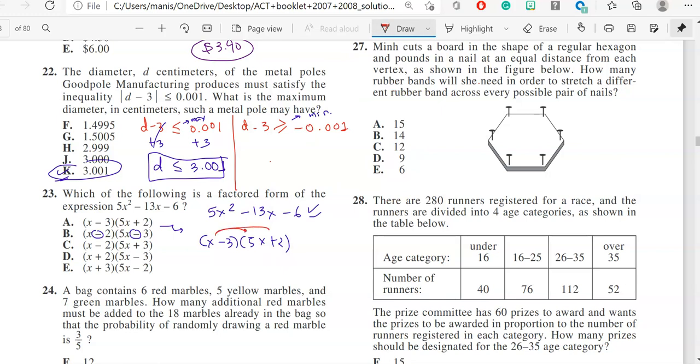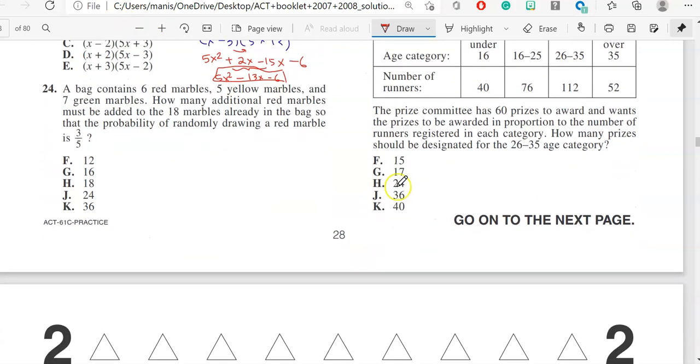So I will do distributive property of multiplication. It will be 5x squared, then 2x, and when you multiply this, it will be minus 15x, and this gives you minus 6. These two are like terms, so it is 5x squared minus 13x minus 6. As you can see, the answer which I got and this part over here, both are the same. So option choice A is the correct answer for question number 23. So let's go to question number 24.